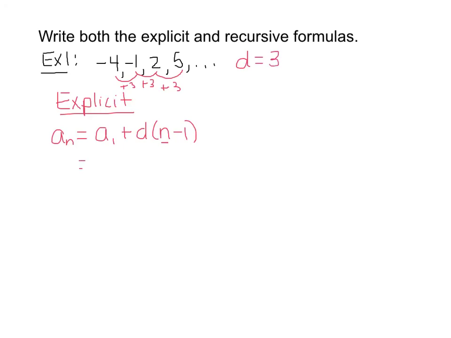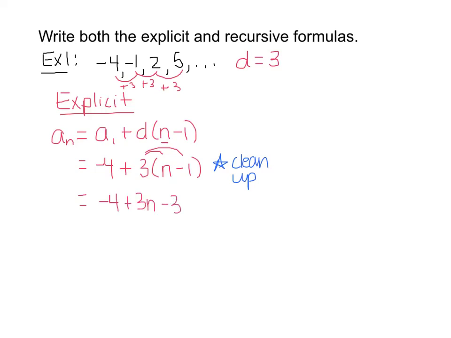So let's go ahead and plug into the formula. A sub 1 is the beginning term, which is -4, plus the 3 times n minus 1. Now at this point, I do want you to clean this up. So go ahead and write it in the most simplest terms. So go ahead and multiply that 3 through. So you're going to have -4 plus 3n minus 3, and then go ahead and add together your like terms. So this is going to be 3n minus 7. That's what your a sub n formula is going to be. Okay, so your explicit formula always needs to be cleaned up.